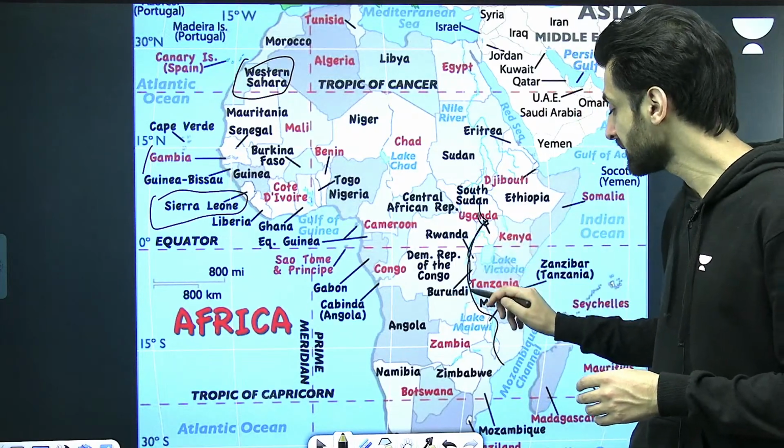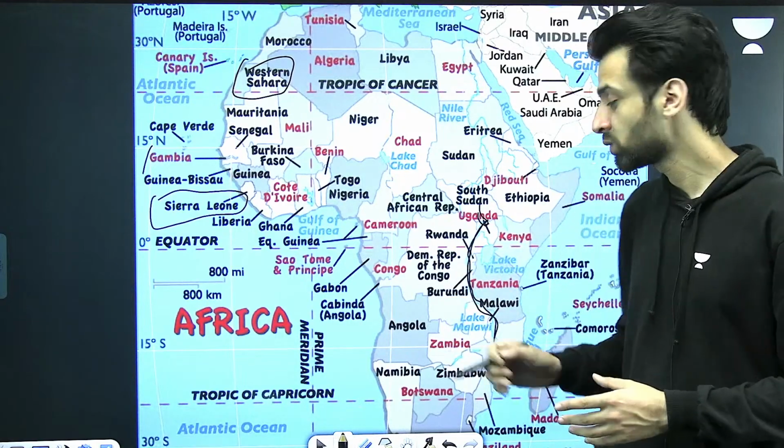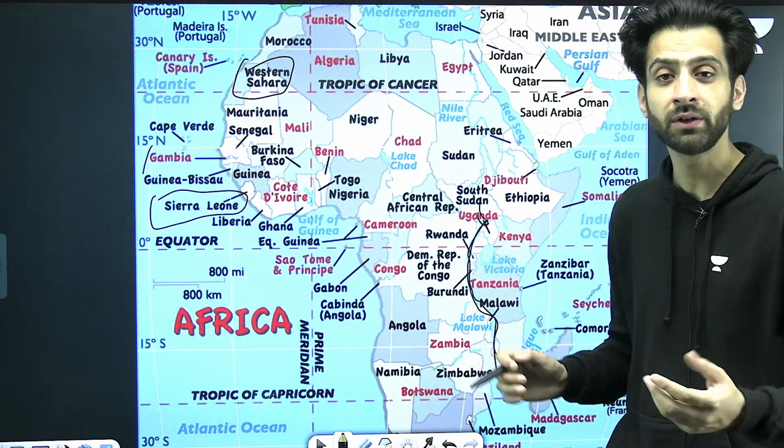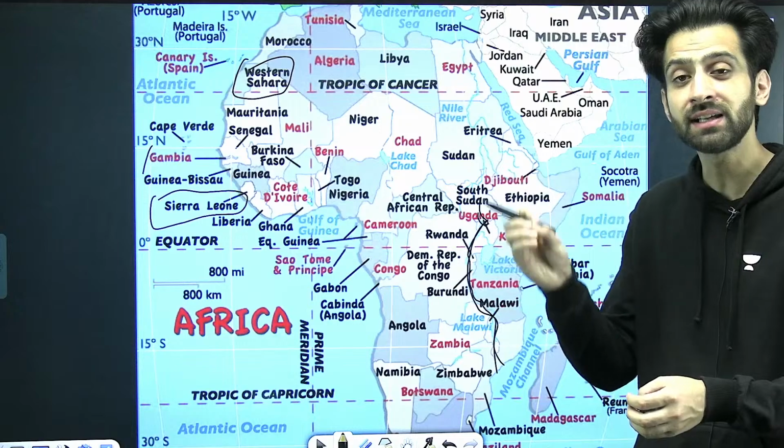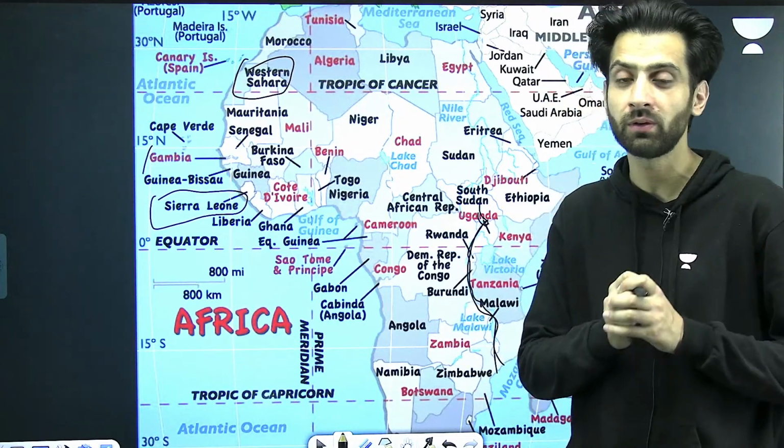And this is the Rift Valley lakes. These are the Rift Valley lakes that are there. So when I tell you where the Rift Valley lakes are, you should know which countries are associated with these. That is why first we did the political map of Africa.